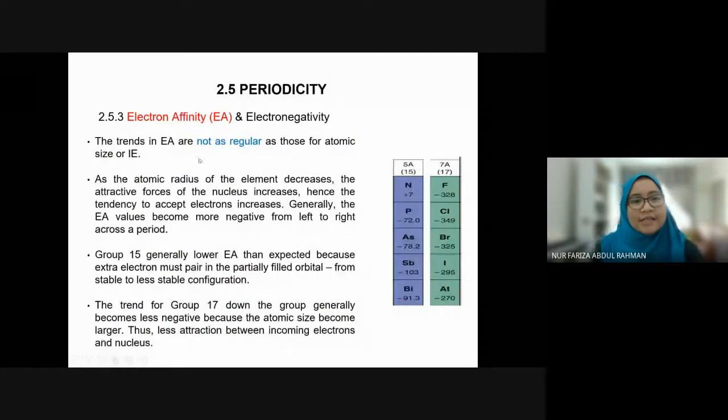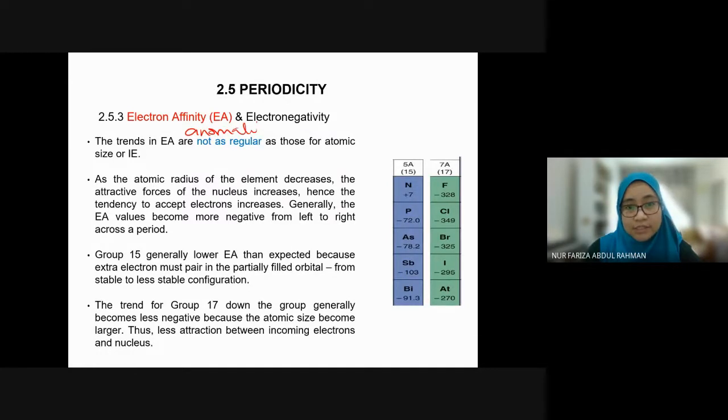Okay, so the trends in EA are not as regular. We have anomaly here, and again we have anomaly here. Anomalies, you have to take note. Please be careful on anomalies. It's not as regular as those for atomic size or ionization energy. Okay, this is the general trend.